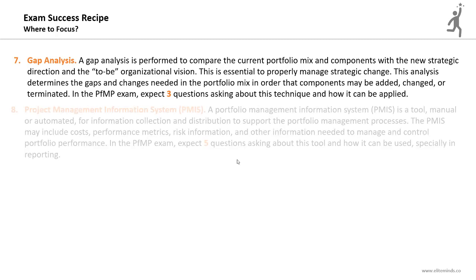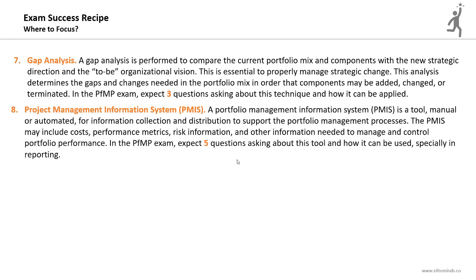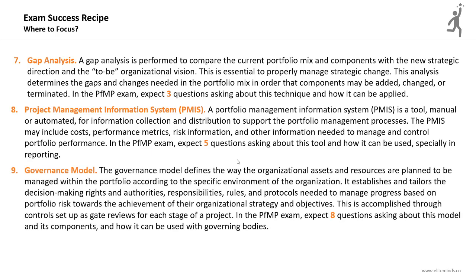The project management information system is an important tool. It's manual or automated, and we use it for information collection and distribution to support the portfolio management processes. The PMIS may include costs, performance metrics, risk information, and other information that is needed to manage and control the portfolio performance. In my PFMP exam, I had 5 questions about this tool and how it can be used, and specifically the importance of the PMIS in the portfolio reporting.